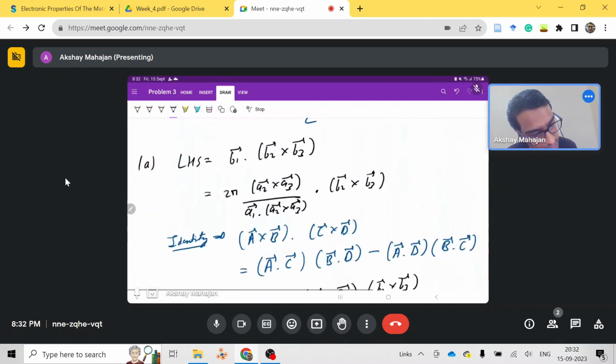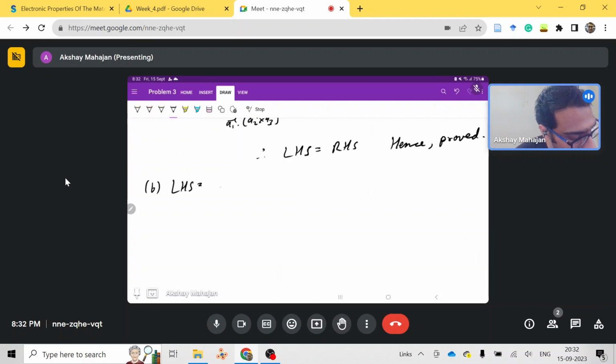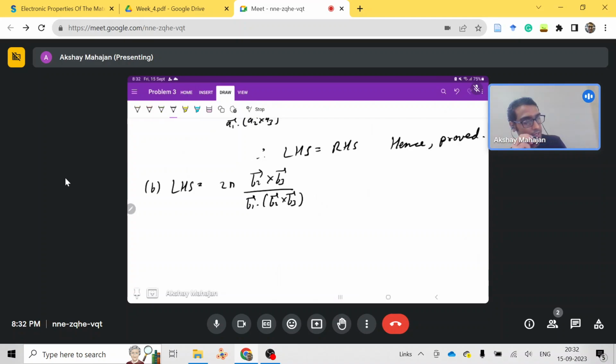Right, okay, so we will start with the left hand side, LHS. LHS is given to us as 2 pi times b2 vector cross b3 vector divided by b1 vector dot b2 vector cross b3 vector. Okay, and if you look closely, this is the same thing.